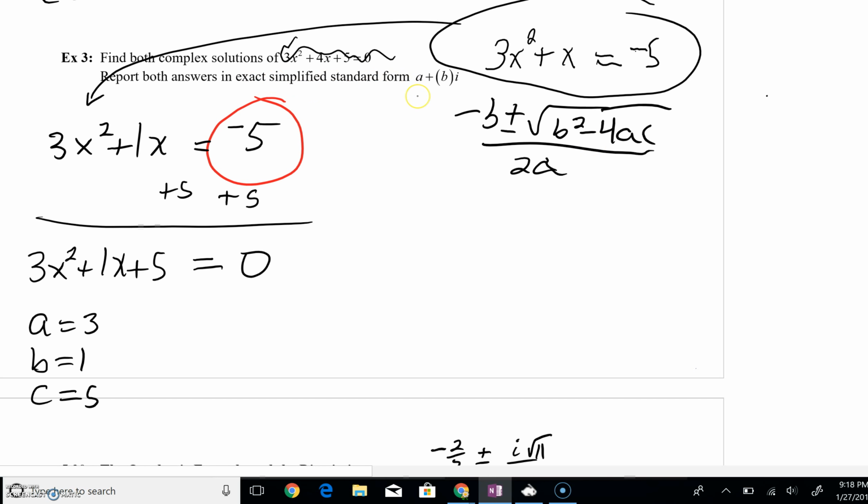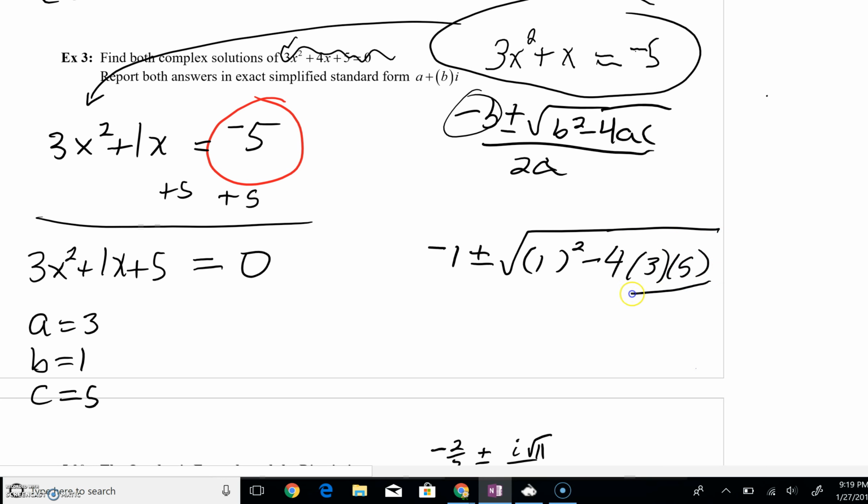You might guess that we're going to have imaginaries here. We're going to say opposite of b, we'll say negative 1. You could always put parentheses, even if it's a positive when you're squaring something. You could say 1 squared minus 4 times 3 times 5. Down below, I'm going to say 2 times 3. And inside here, 1 squared is a 1, 4 times 3 is 12, 12 times 5 is 60.